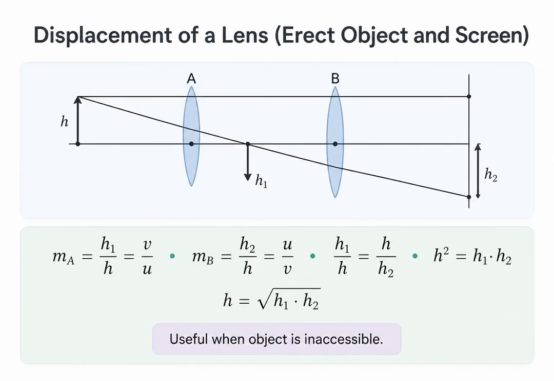This displacement method also gives us a clever way to measure the height of an inaccessible object. At the first lens position, the magnification is the image height h1 over the object height h. At the second position, the object and image distances are swapped, so the magnification is h2 over h. Multiplying these relationships shows that the true object height is the geometric mean of the 2 image heights, the square root of h1 times h2.